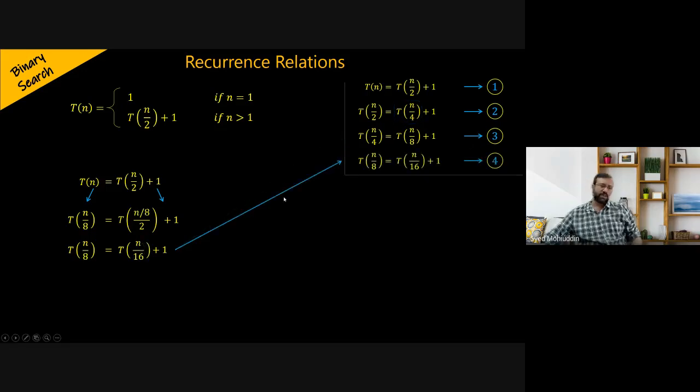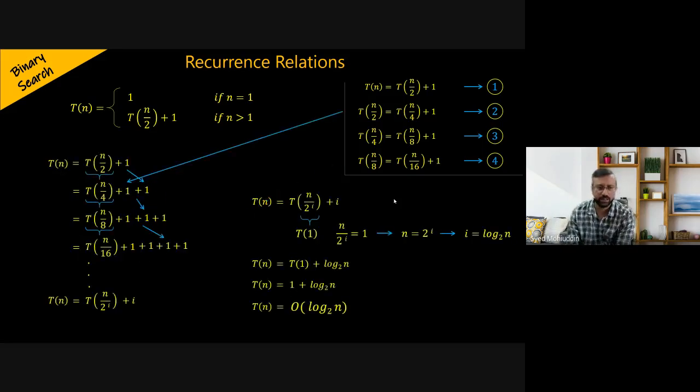Let us go one step further and calculate the fourth equation also, at the fourth level. We did it for n/2 and n/4, and now we will substitute n by n/8. So T(n/8) equals T of (n/8)/2, which is n/16, plus 1. This becomes our fourth equation. Now we will not go any further. We computed four equations just to have a clear understanding. Even three equations would have been sufficient. One with n, the second with n/2, the third with n/4, and the fourth with n/8. Now, we cannot go on further.